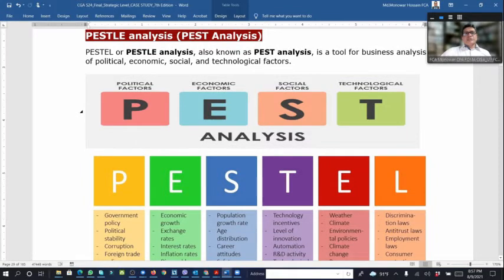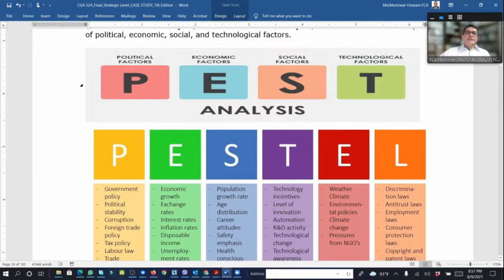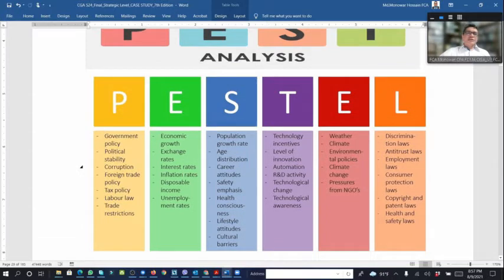PEST analysis: political factors, economic factors, social factors, and technological factors. This is the PEST analysis, and here, what is a political factor? Political factor means government policy, political stability, corruption, foreign trade policy, tax policy, labor law, trade restriction. For example, if you want to establish a business in a country and their tax rate is low, then you will be very happy.